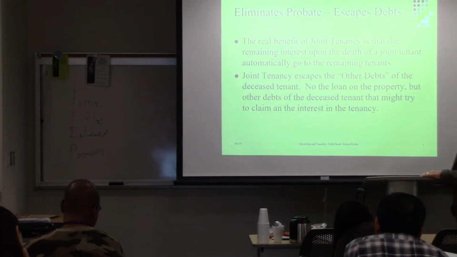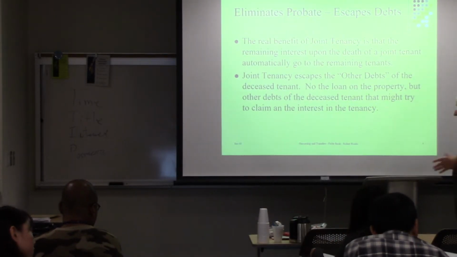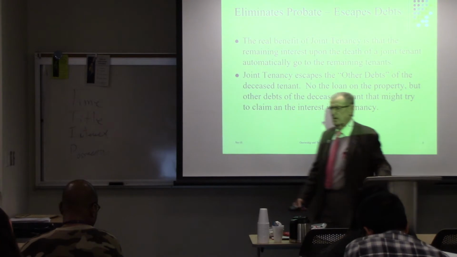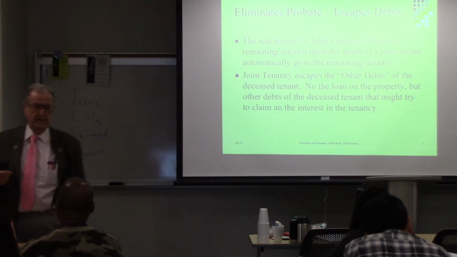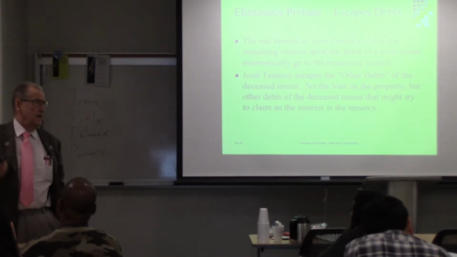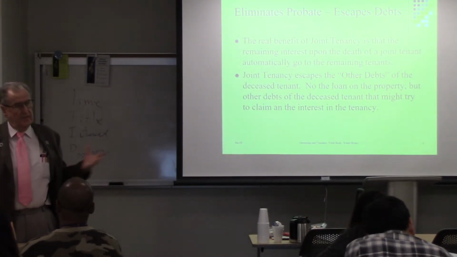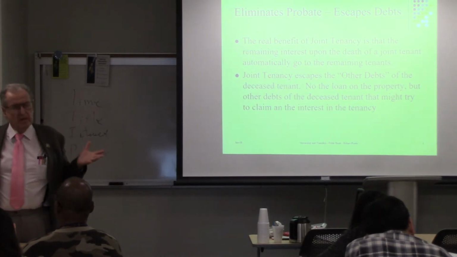Okay, so we got eliminates probate, escapes the debts of the other. Now this is one of the things about it. It's used a lot for business. So, like say Starlin and I had a piece of property as joint tenants, and Starlin dies. Then I would inherit everything from Starlin. It would be mine. There would be no probate.